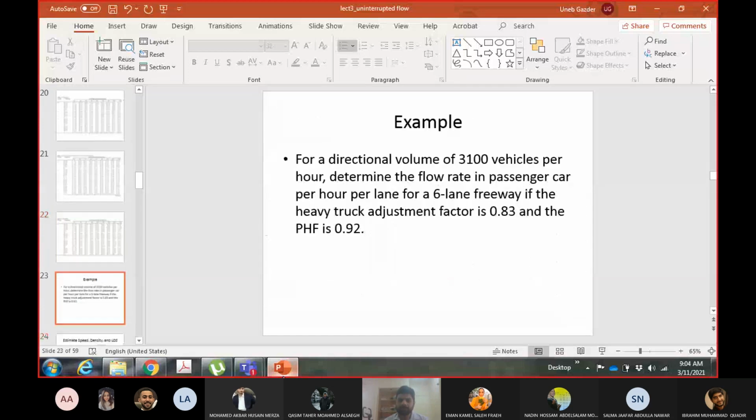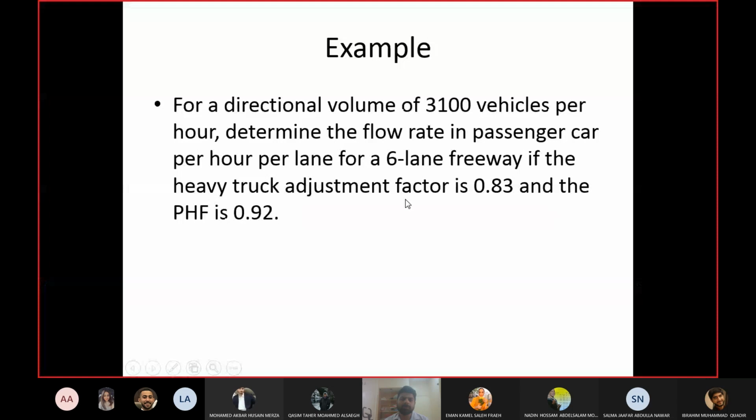So this is the example. The directional volume is given, in vehicles per hour. We have to find out the flow rate in passenger cars per hour per lane. It's a 6-lane freeway. The heavy vehicle truck adjustment factor is given directly, so you don't need to calculate the factor, and the peak hour factor is given.